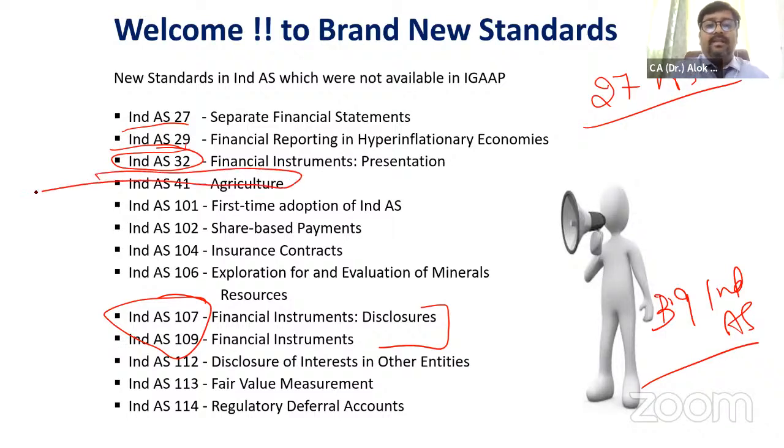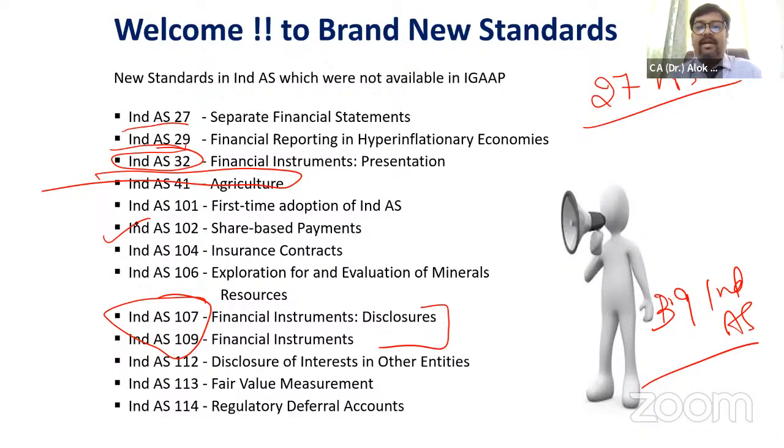If I talk about agriculture, India is an agriculturist economy, but we don't have any accounting standard on agriculture. But in Ind AS and IFRS, we have a standard on agriculture, on how to recognize and measure agricultural produce and how to measure biological assets. Share-based payment has a specific standard under Ind AS.